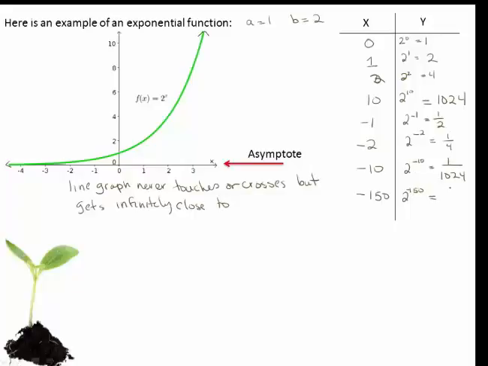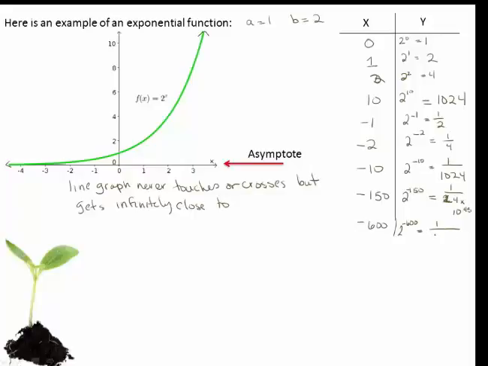And that would give me, well, quite honestly, a really small number. It's going to give me 1.4 times 10 to the negative 45th. And if I did negative 600, I'll have 2 to the negative 600, which is going to give me 1 over... and see, my calculator won't even do that because it's such a large value down in the denominator.